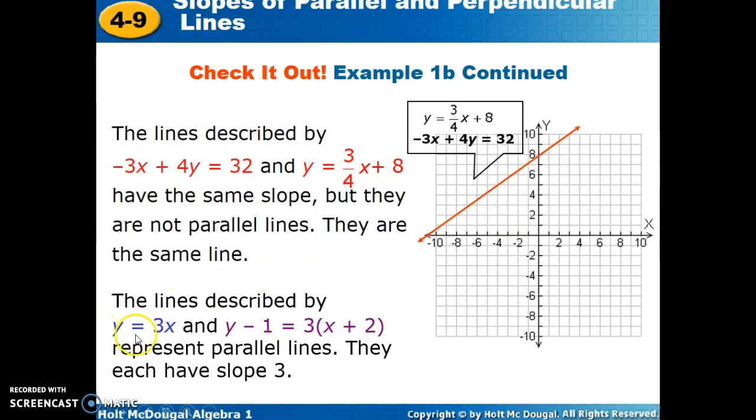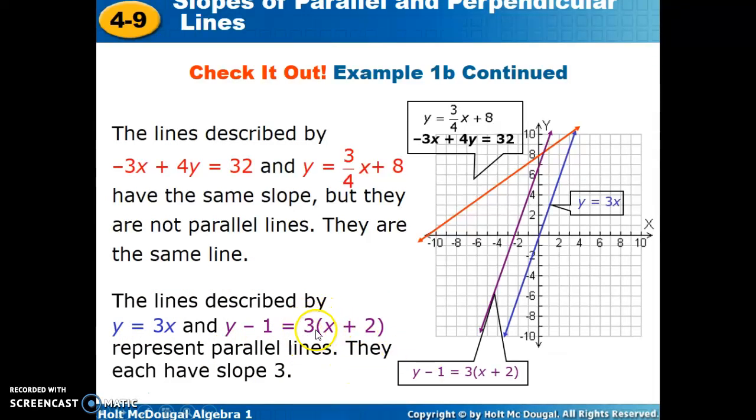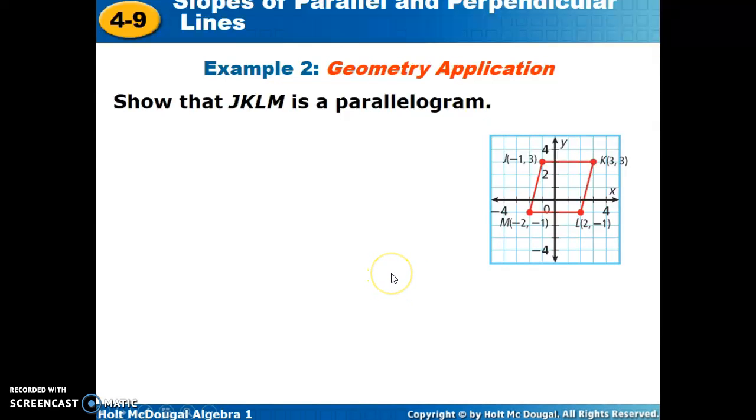And we're looking at the line y equals 3x and y minus 1 equals 3 times x plus 2. I can see that slope in there. I know that adding 1 is not going to affect my slope. A 3 and a 3 indicate each line has the same slope.